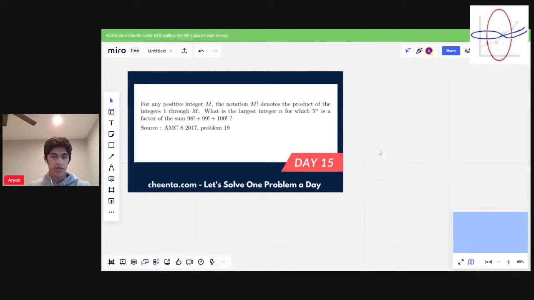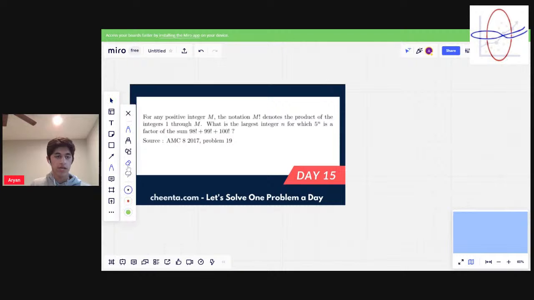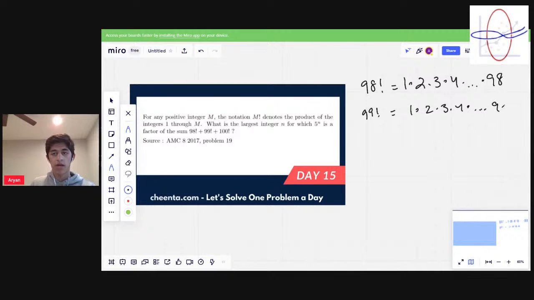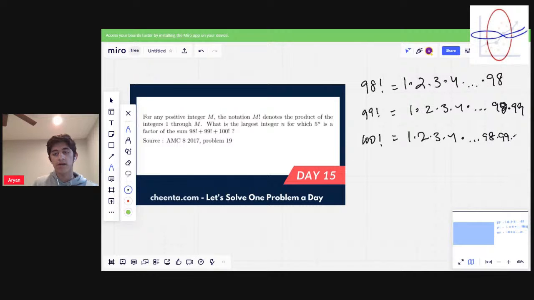For this question, obviously 98 factorial, 99 factorial, and 100 factorial are all way too large to calculate. Just to make sure we understand factorials, 98 factorial represents 1 times 2 times 3 times 4 all the way to 98. So obviously we're not going to sit here and calculate this. There has to be a faster way. 99 factorial is the same thing all the way to 98 times 99. And for 100 factorial, we have the same thing, but then we have an extra times 100. So it'd be 98 times 99 times 100.